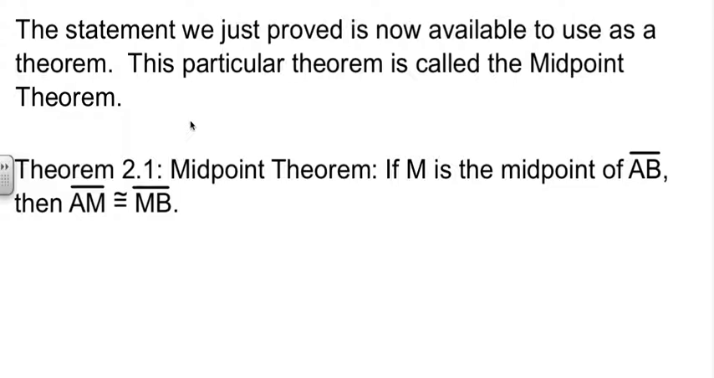Now that we've proven it's true, we can use it as a theorem. And this particular one has a name. It's called the midpoint theorem. So we'll state it formally now. It's Theorem 2.1. It's the first theorem of chapter 2, and it's called the midpoint theorem. If M is the midpoint of a segment AB, then AM is congruent to MB. Okay, notice we changed XY to AB. It really doesn't matter what you name that segment, so long as you make that adjustment here as well.